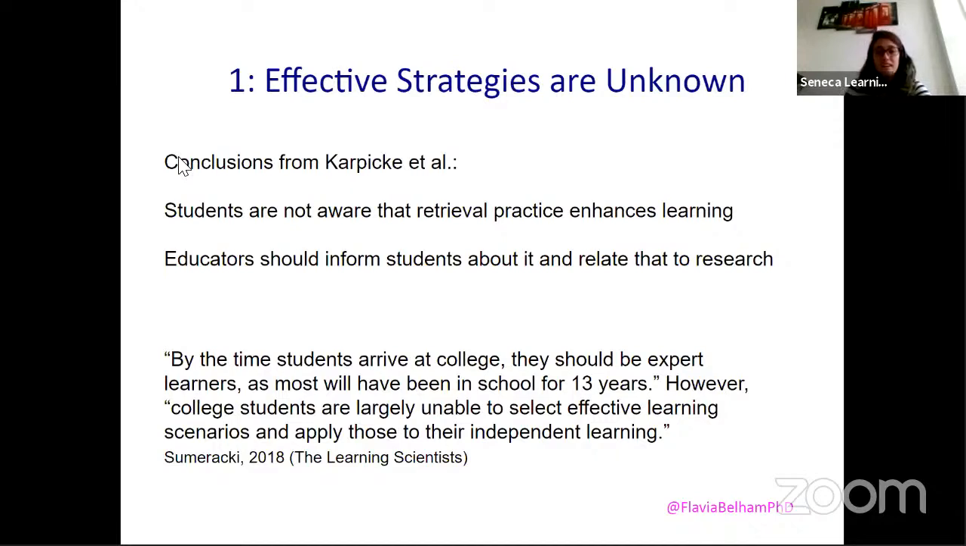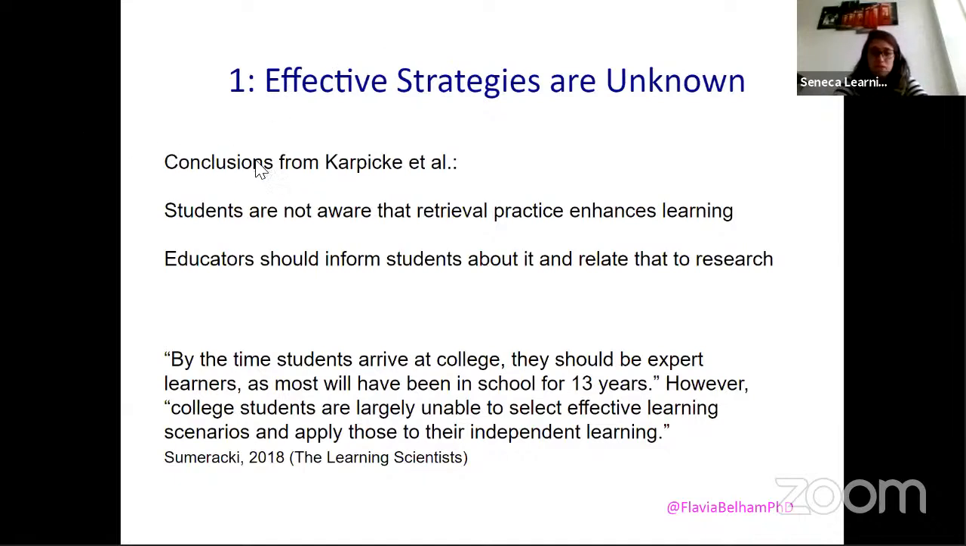So why is it that so very few students use effective learning strategies despite the massive sea of information that we have about them? There are 3 main reasons. The first one is that they don't know about them. That's the basic reason, but it's definitely an important reason.